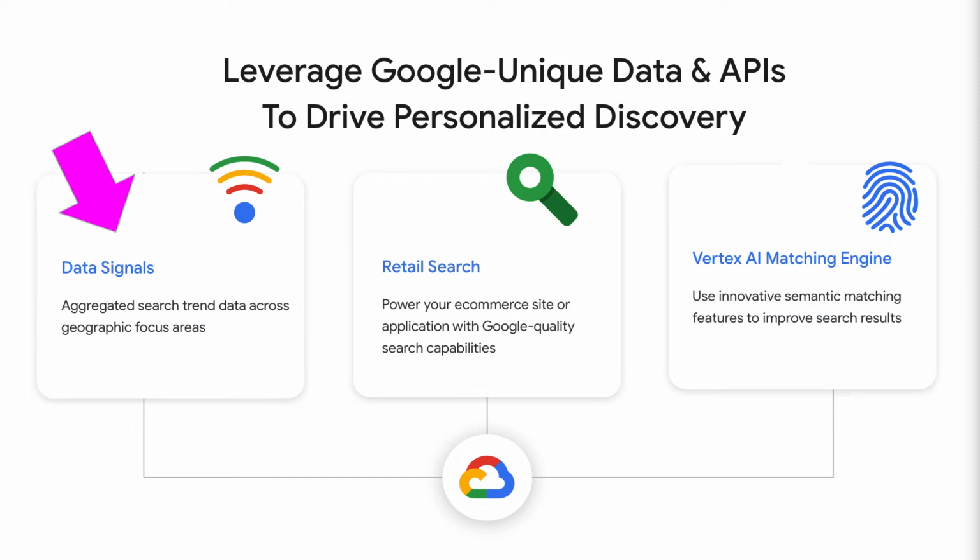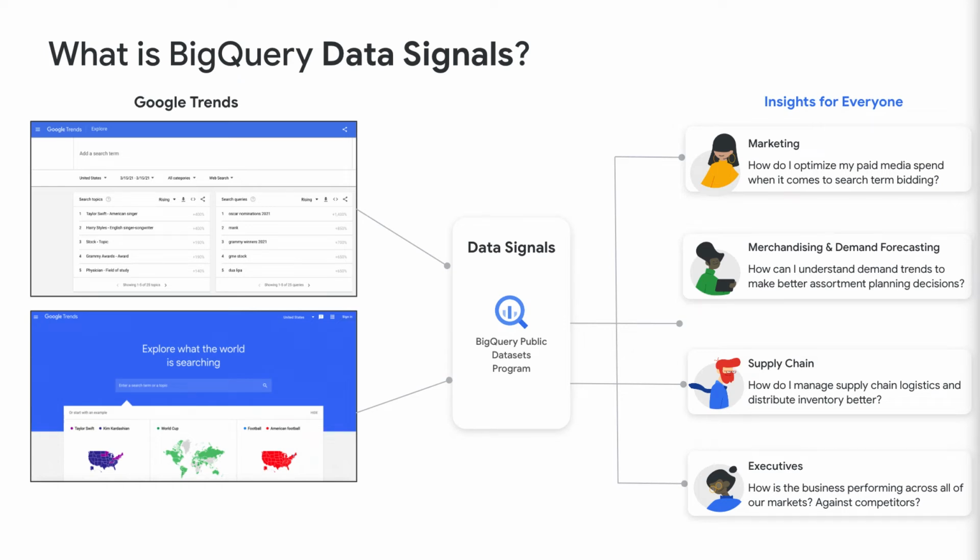First, data signals. Data signals is a unique data set that provides aggregated understanding of what's trending across the Google search service, broken down by search terms spread across geographic focus areas. For over a decade, the Google Trends web service itself has provided a sample of overall Google search data. This data is continuously processed in a safe and secure manner. Search trends data is anonymized, indexed, normalized, aggregated, and now published as a public data set available through the BigQuery Cloud Data Warehouse platform.